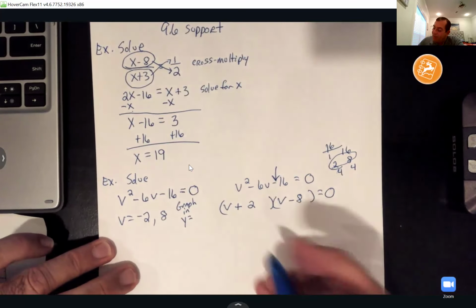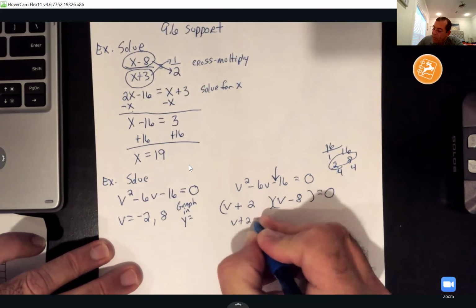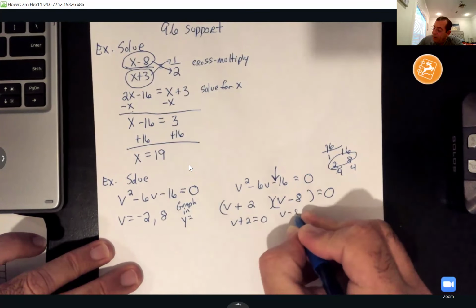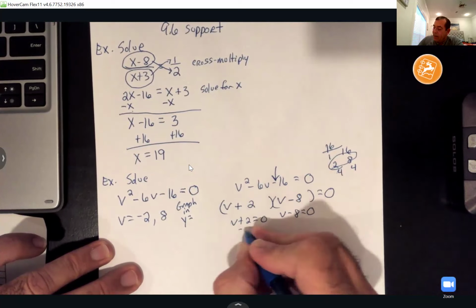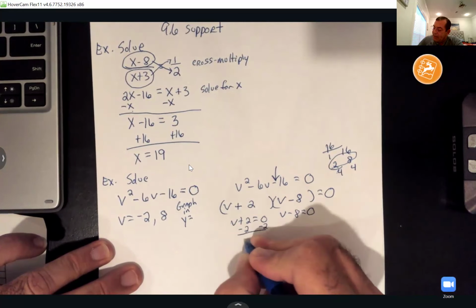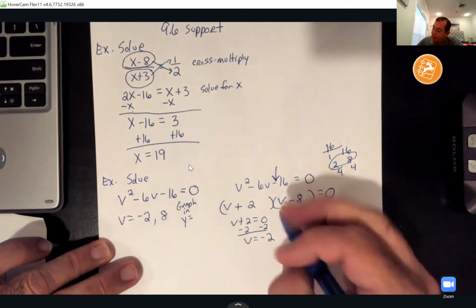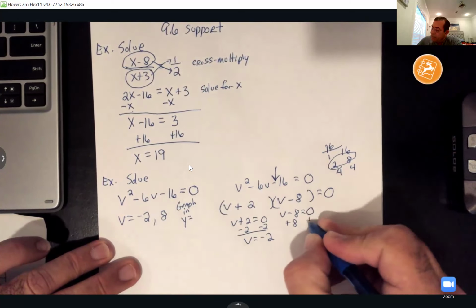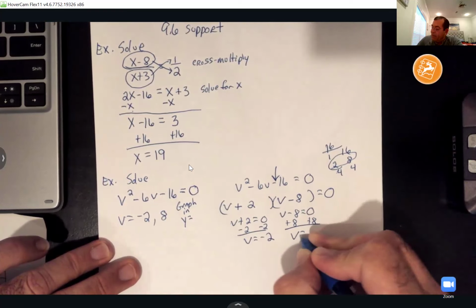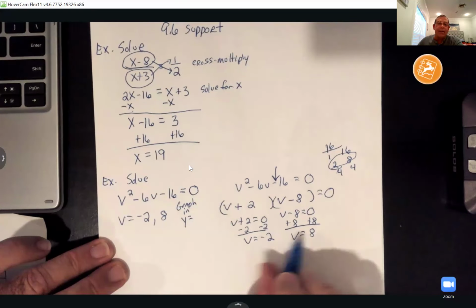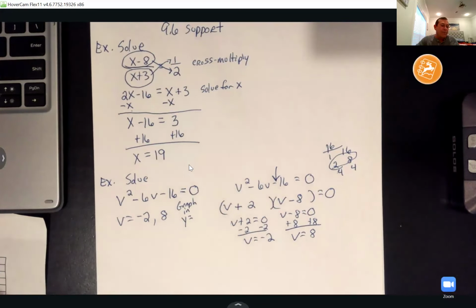But notice, we got it factored. So at this point, we would set these equal to 0 and change those signs. So that v is a -2, like I got by graphing. V is a +8, the same as I got when I did my graphing.